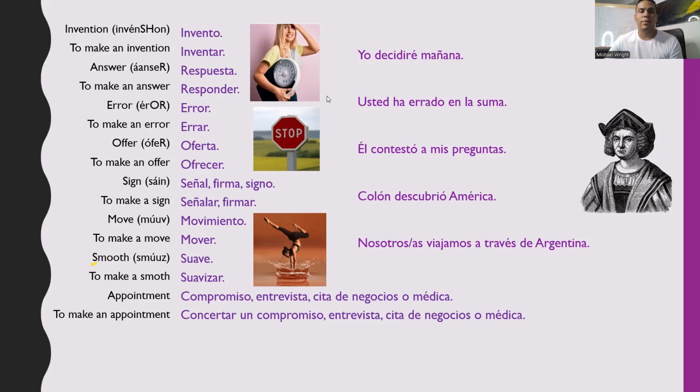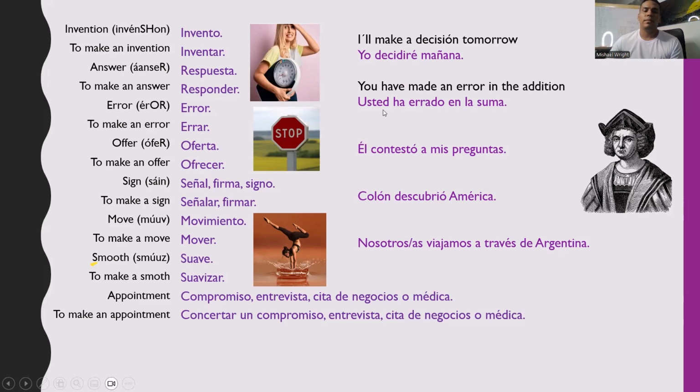So how would you say this in English? Yo decidiré mañana. How would you say that in English? So you can say, I will make a decision tomorrow. I abbreviate this: I'll make a decision. I will make a decision tomorrow. So you have made an error in the addition, right? The second one. Usted ha errado en la suma.